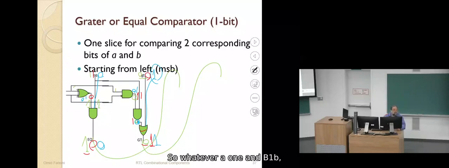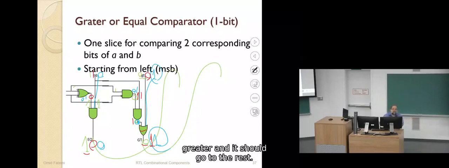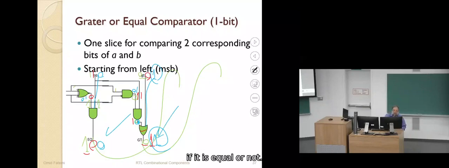So whatever A1 and B1 be, either 0 or 1, either greater, either equal, either less, the output is greater because the previous bit was greater and it should go to the less. Okay, so we have built a greater and equal comparator. So it will show us if it is greater or not, if it is equal or not, and that's how we built it. If we want to find the less than, it is the invert of greater than.